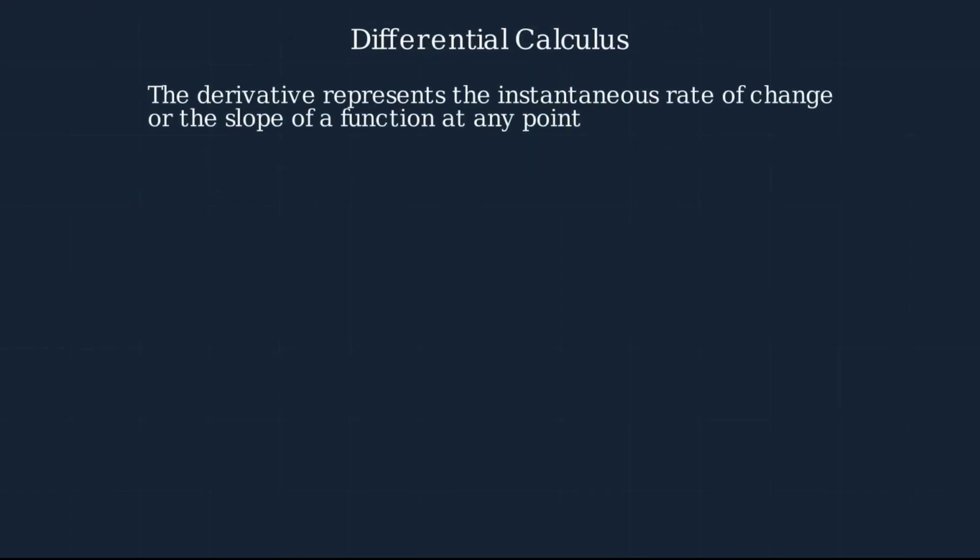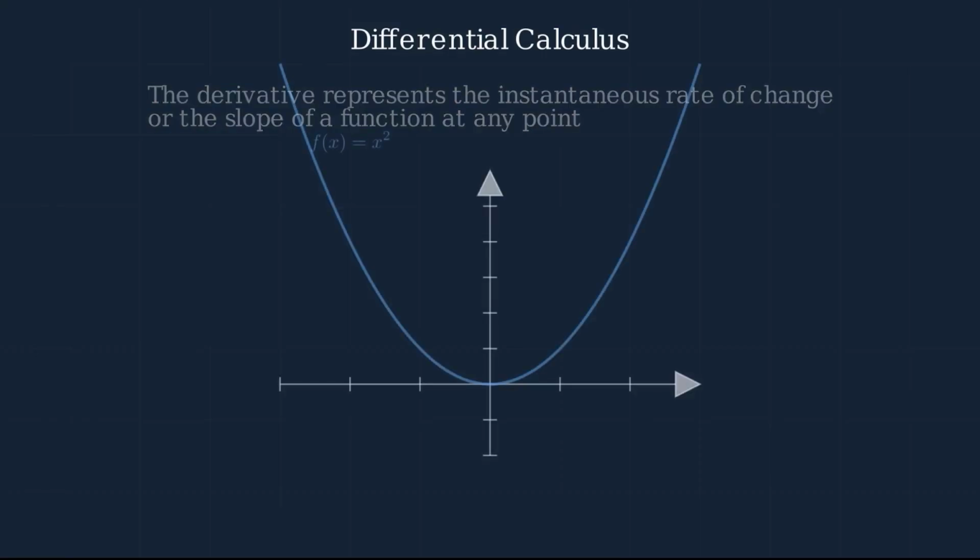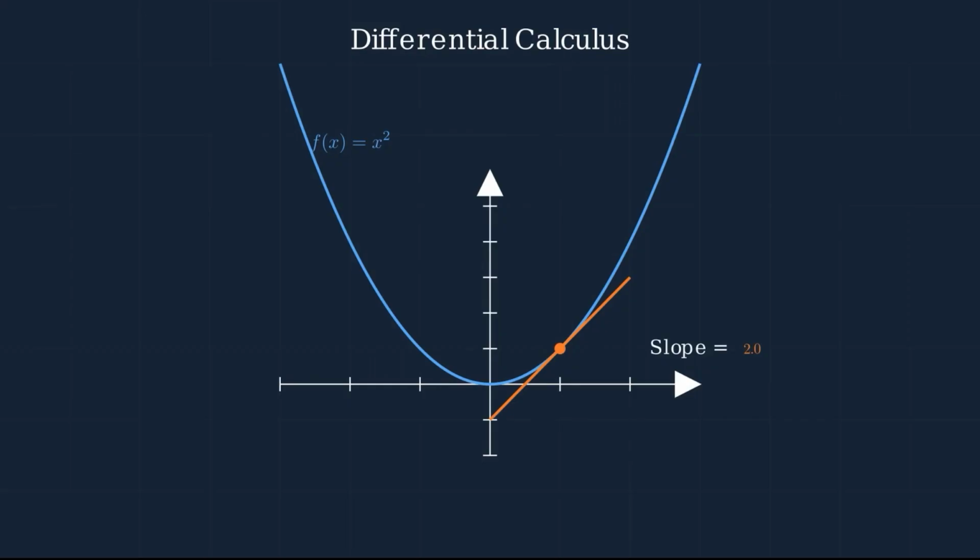The derivative represents the instantaneous slope of a function at any point. For our function f of x equals x squared, let's see how the derivative works. As we move along the curve, the slope changes. The derivative f prime of x equals 2x gives us the exact slope at any point.